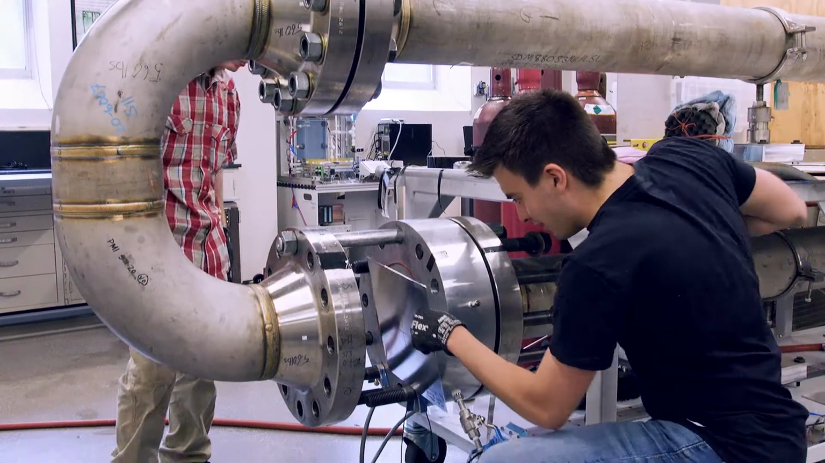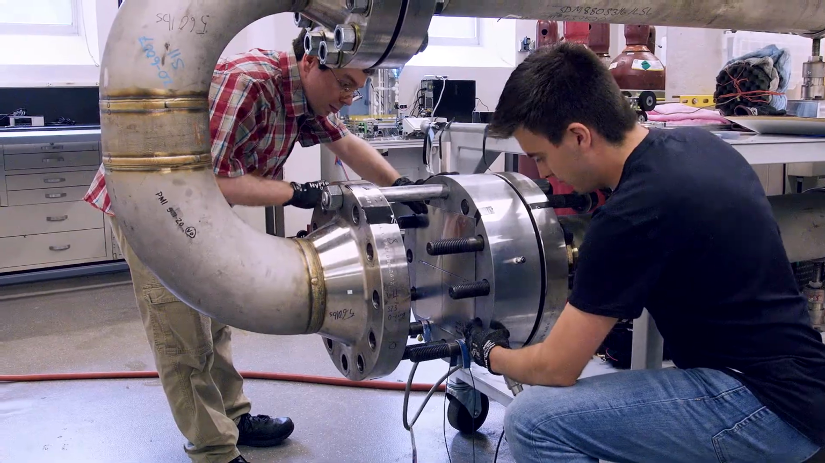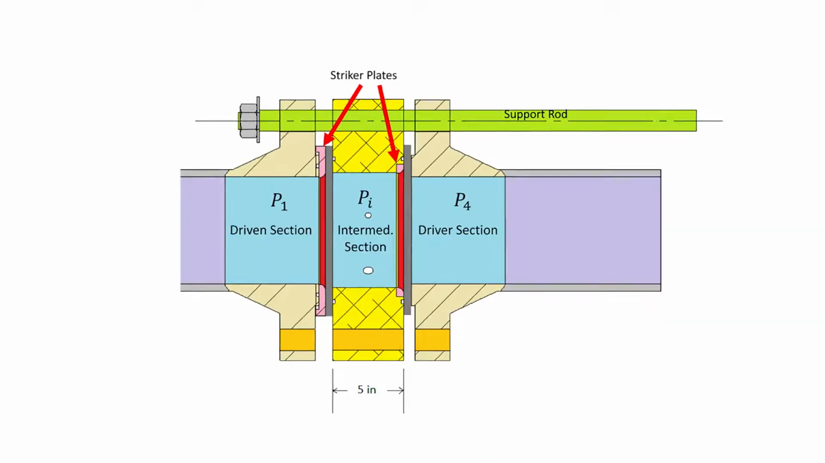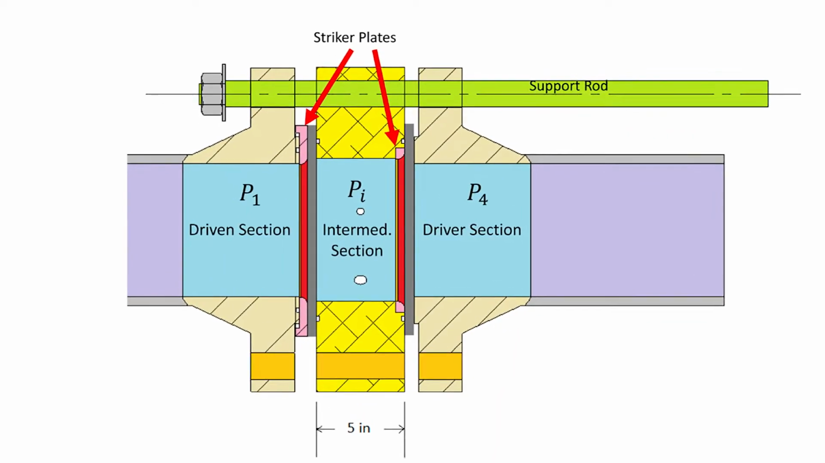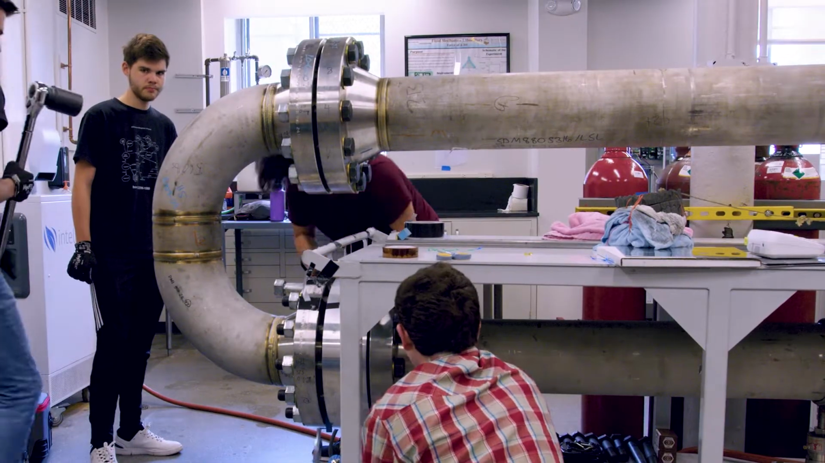So basically how a shock tunnel works is we have a primary diaphragm and a secondary diaphragm loaded into the tunnel, and we fill up a driver section and a driven section with nitrogen or helium. And basically those diaphragms are what starts the tunnel.